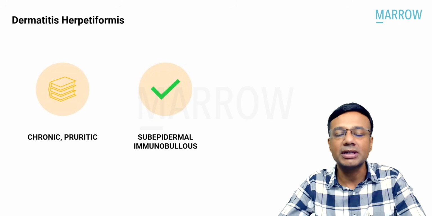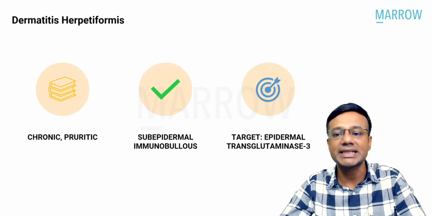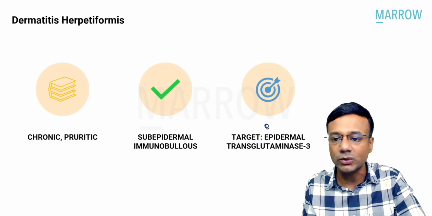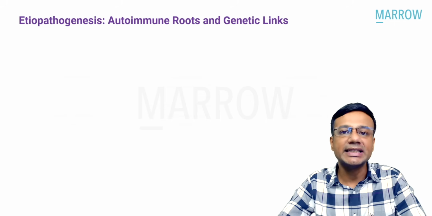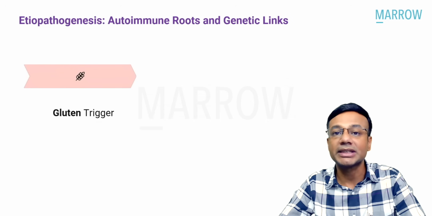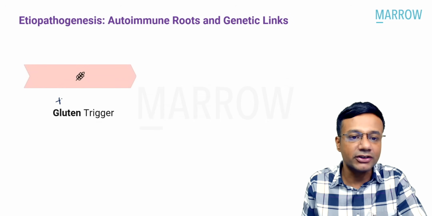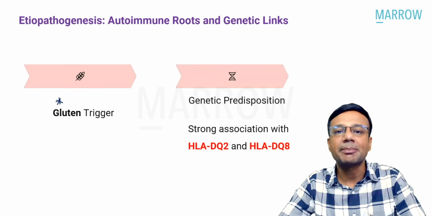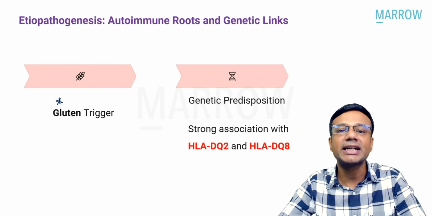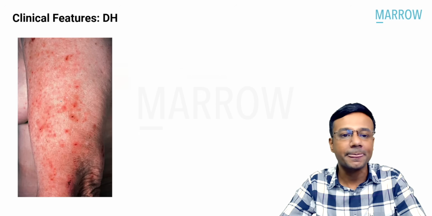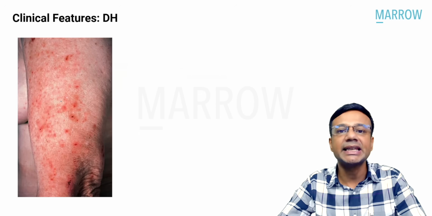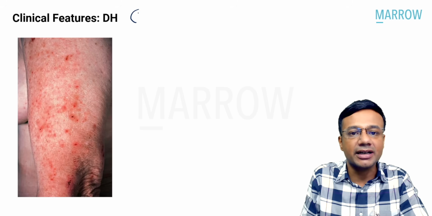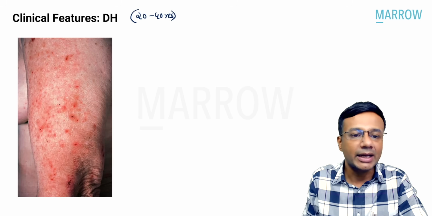So when I say immunobullous, there are autoantibodies which are going to target the epidermal transglutaminase 3. So this is the antigen that we need to keep in mind. Now, further looking at the disease, gluten-sensitive enteropathy is very important because gluten becomes a trigger for this condition. And apart from this, please remember 2 important HLAs here, HLA-DQ2 and HLA-DQ8. Now, how does the patient clinically present? So usually these patients are in the age group of 20 to 40 years. And how does the patient present?